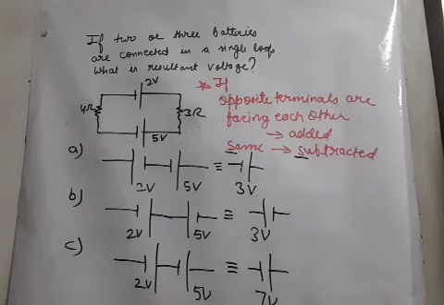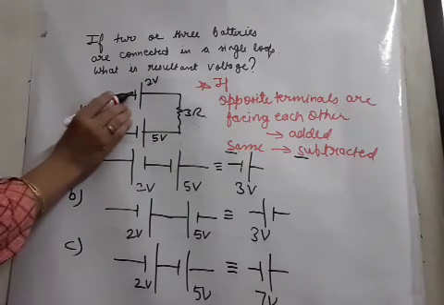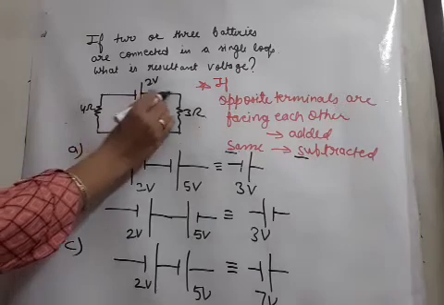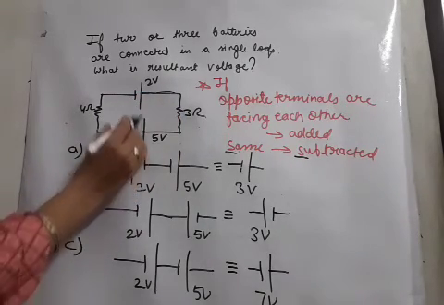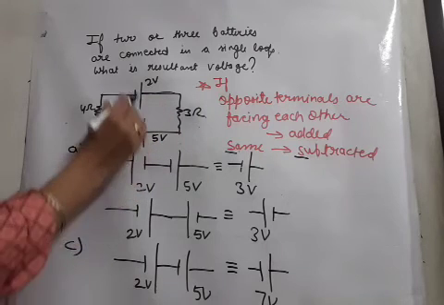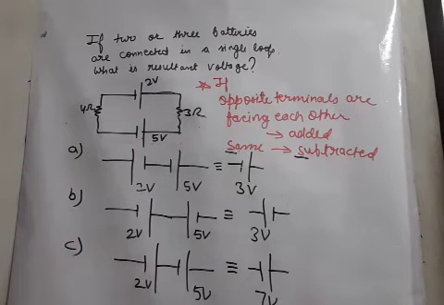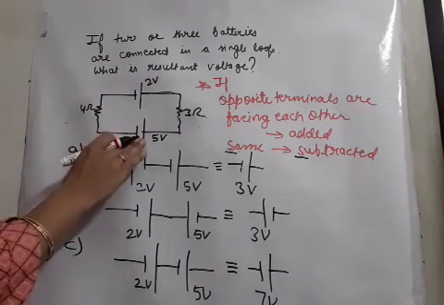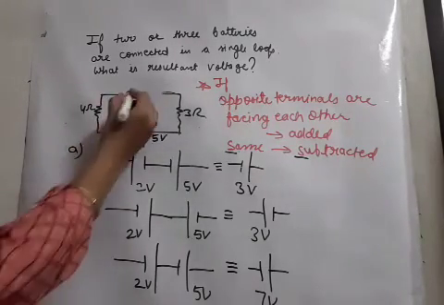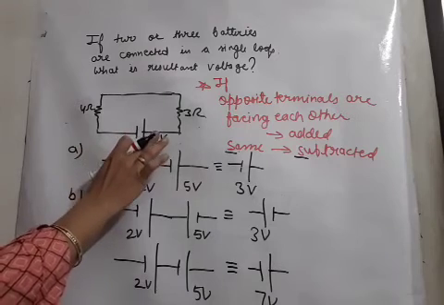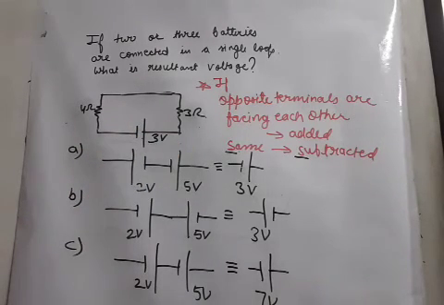So for this particular loop, how do we make the KVL equation? We have to see the terminals. 2 volt's positive terminal is facing the positive terminal. So that means same terminals are facing, so they will be subtracted. So 5 minus 2, 3 volt. And we have to keep the bigger battery here. The smaller battery we have to remove. Now 5 minus 2, it will become 3 volt.